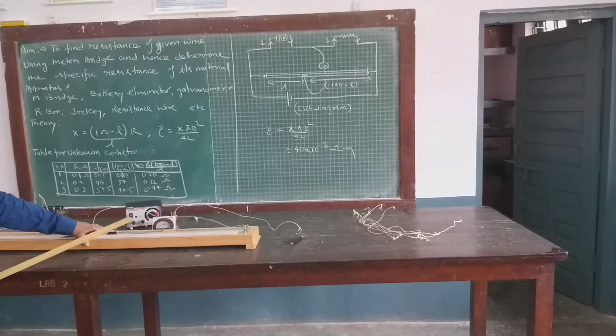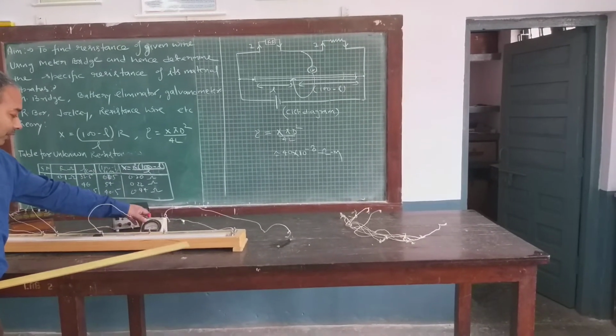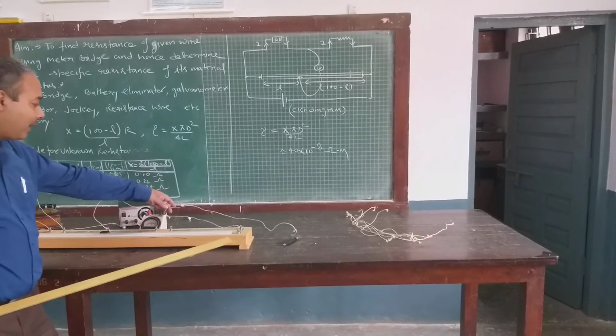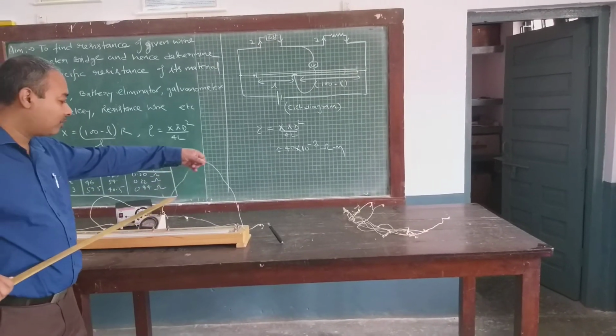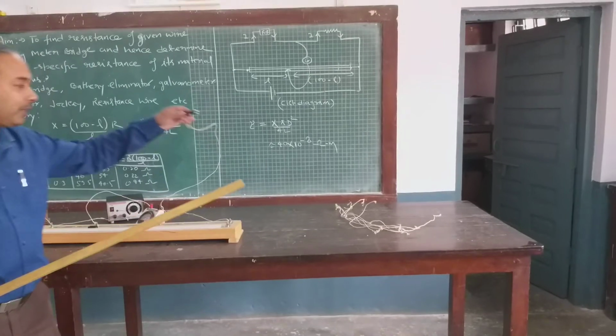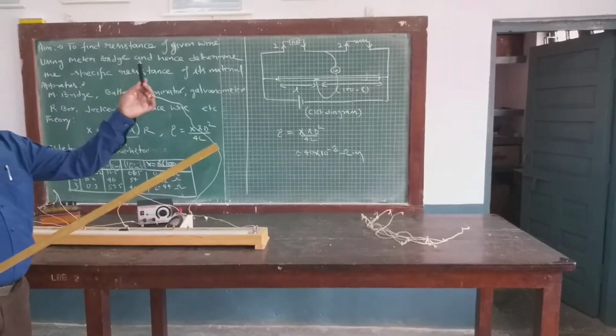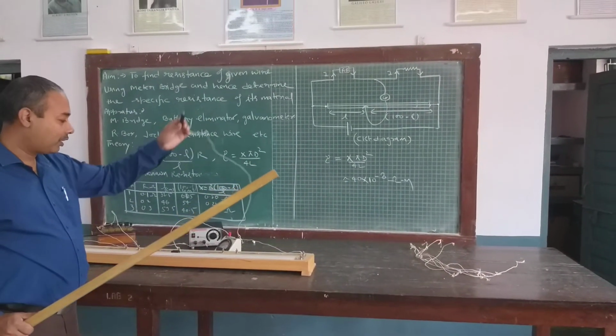From the center point, one wire is connected with the galvanometer, and from the other terminal of the galvanometer, a jockey has been connected. This jockey is basically what? This jockey is the potential divider.